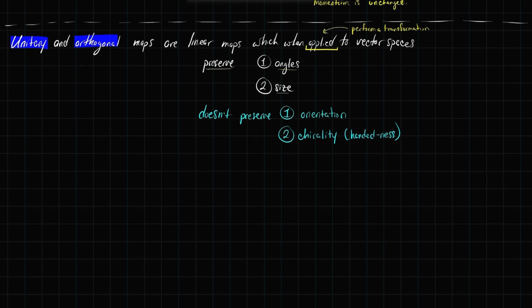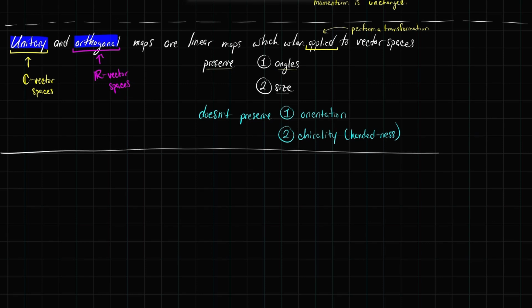So how do I identify these? And in particular, there's a reason why we have two of them. Unitary just deals with complex vector spaces, and orthogonal deals with real vector spaces. So it just depends on if we decide we want to sit inside of a complex space or a real space. Let's talk about identifying these.